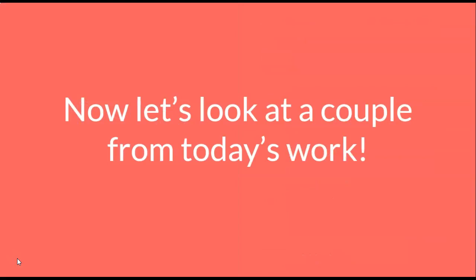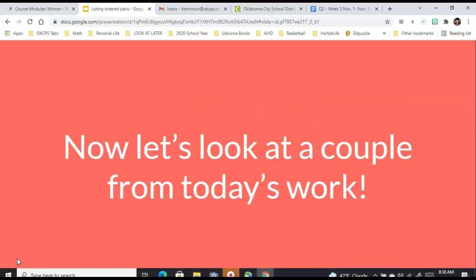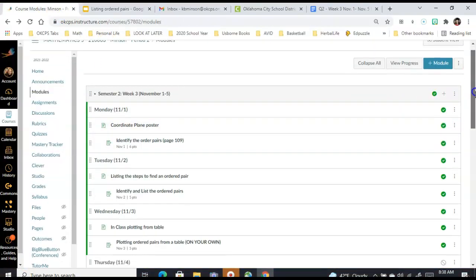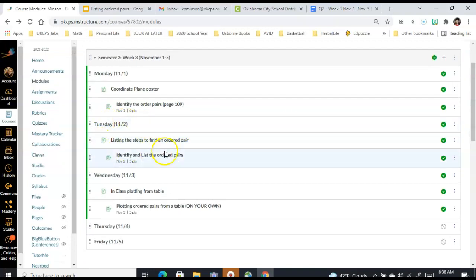Now I'm going to take you through a couple of the things I want you to do for today's work. All right, so let me get to Canvas. In Canvas, you'll see in your modules, under Tuesday, you have 2 different things here. You have listing the steps to find an ordered pair, and then you have identifying and listing the ordered pairs. So we're going to look at listing the steps to find an ordered pair first.